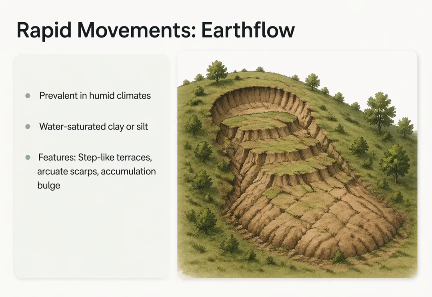Moving on to rapid movements, these are most prevalent in humid climatic regions and can occur over gentle to steep slopes. One type is an earth flow, which is the movement of water-saturated clay or silty materials down a hillside. As the material slumps, it often creates step-like terraces, leaving behind curved, arcuate scarps at the top and forming a bulging accumulation of material at the toe of the flow. On steeper slopes, even soft bedrock like shale or deeply weathered igneous rock might slide.